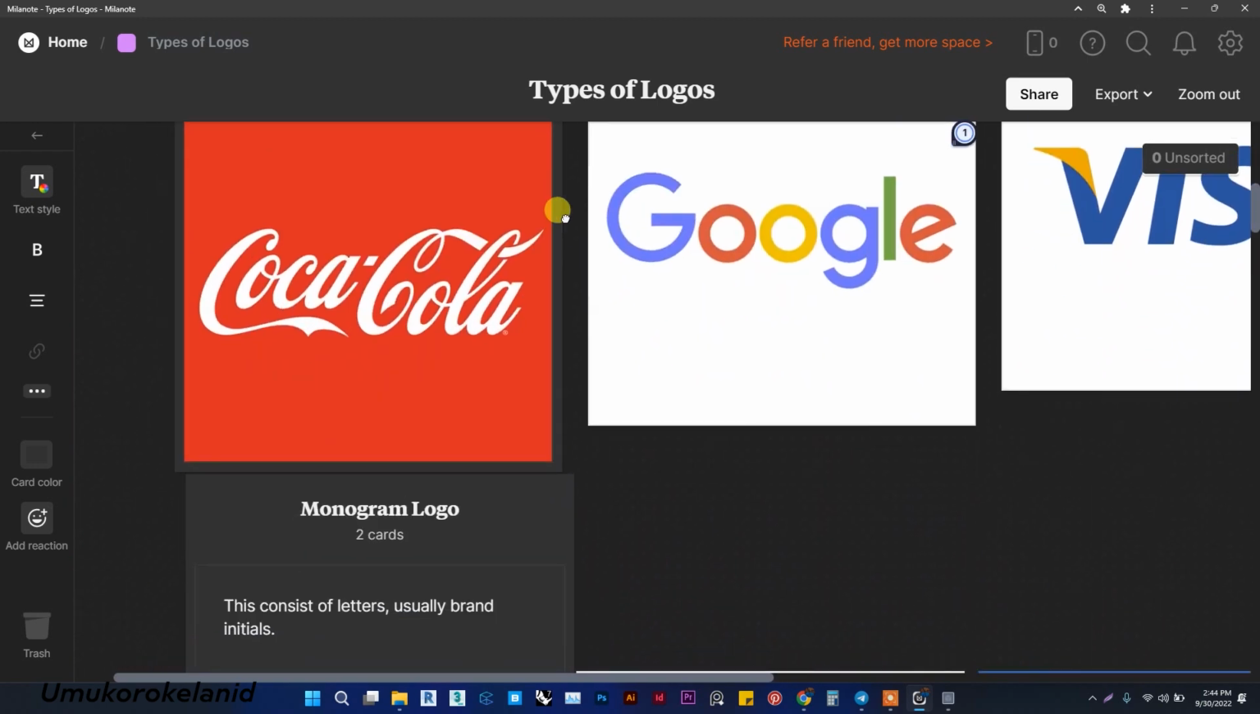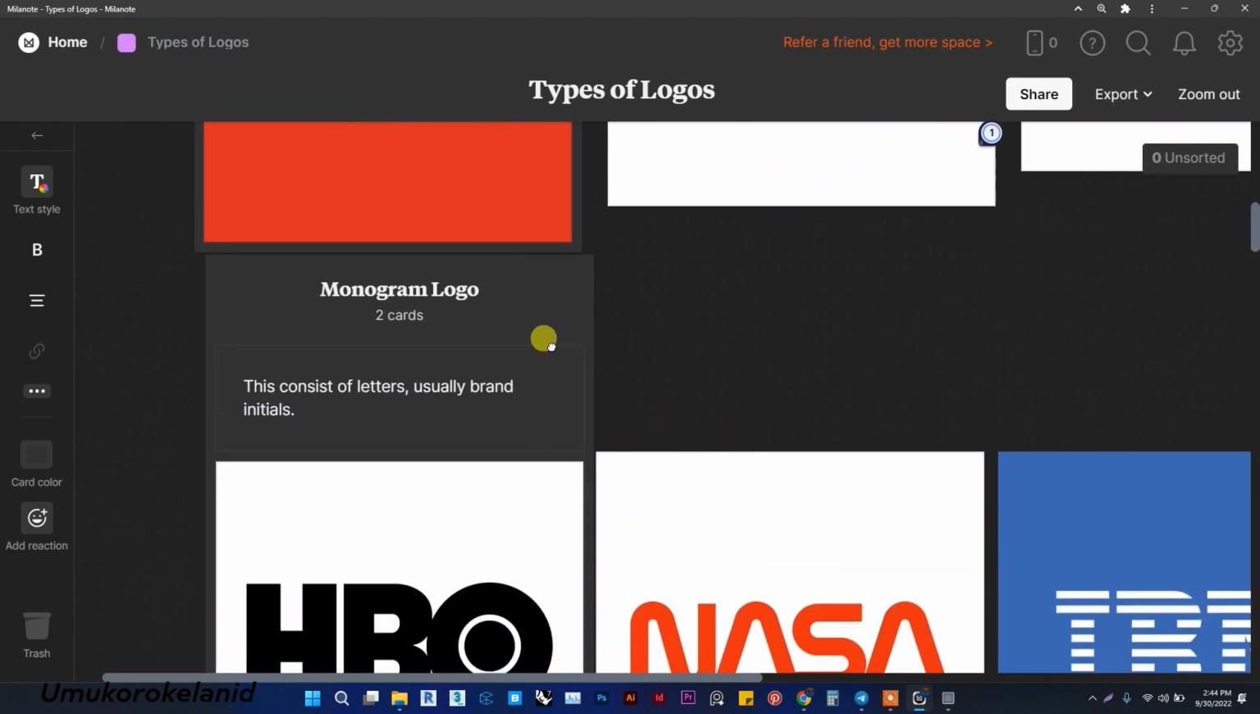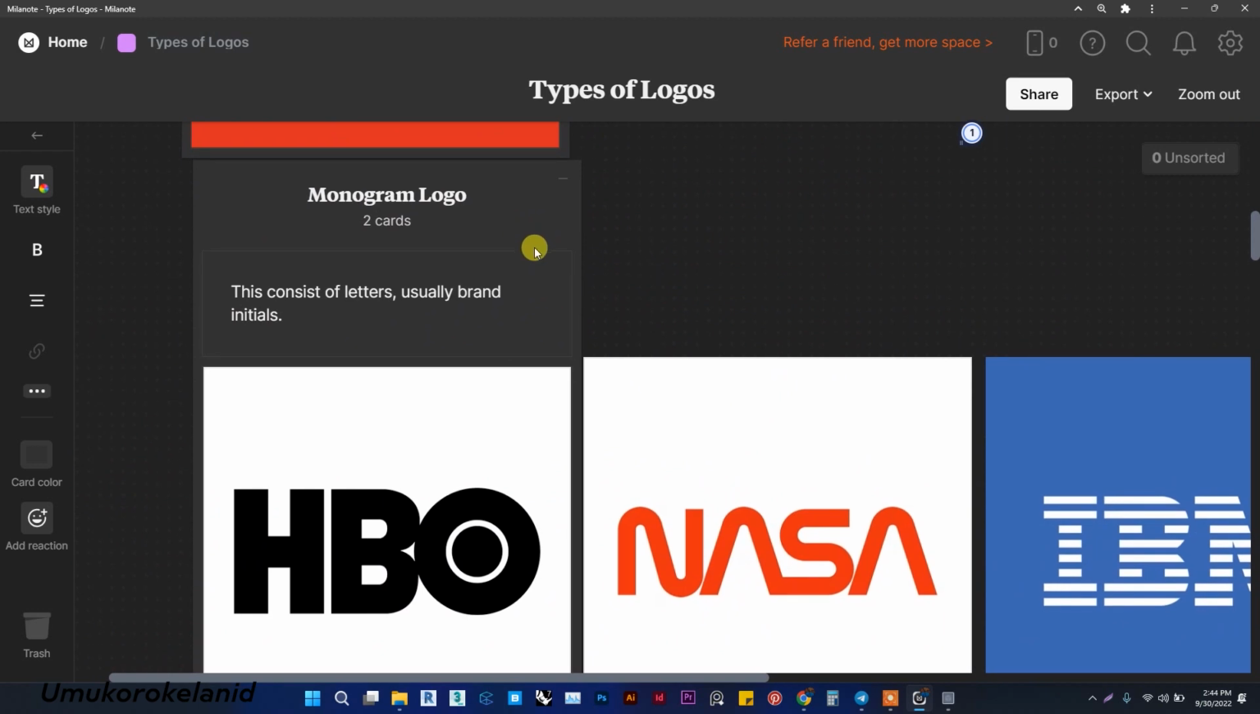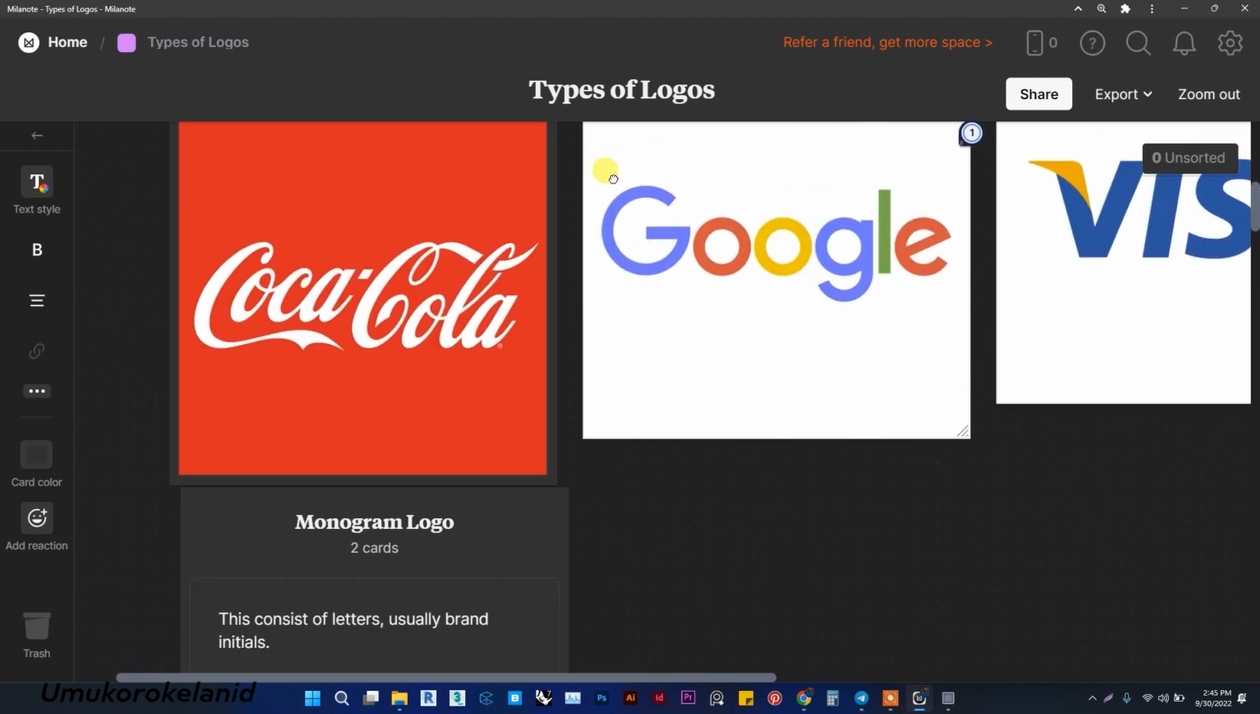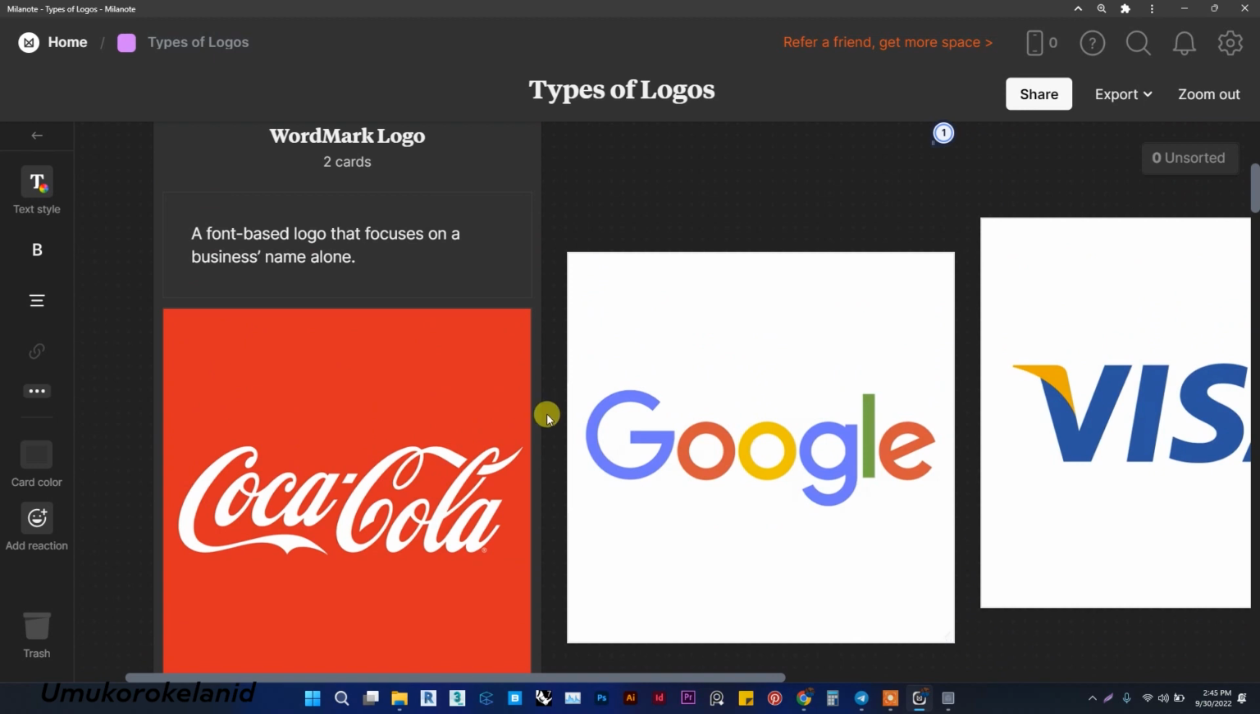Now we have the second type of logo, which is the monogram logo. A monogram logo consists of letters, usually brand initials. Monogram logos can be abbreviations. They are almost similar to the wordmark logo we've just discussed, but the difference is that a wordmark logo strikes a direct meaning to the brand or company name.